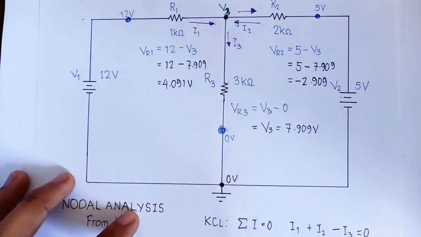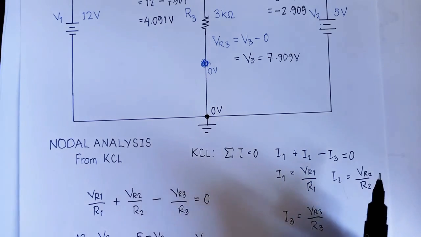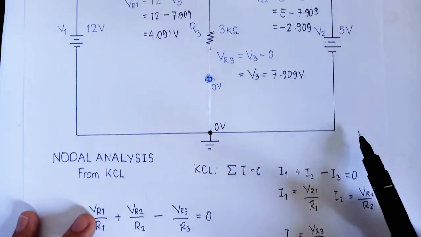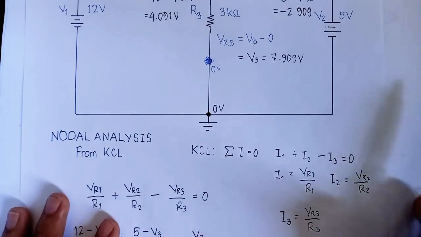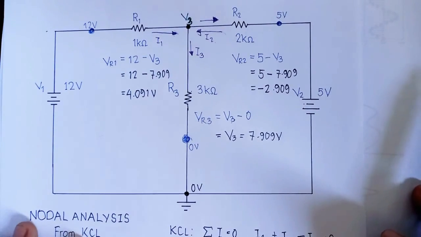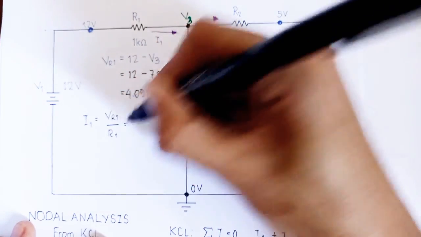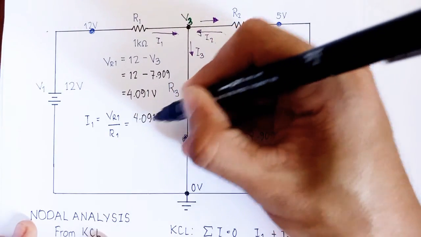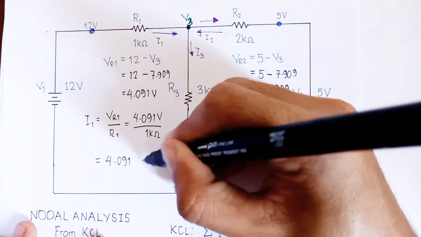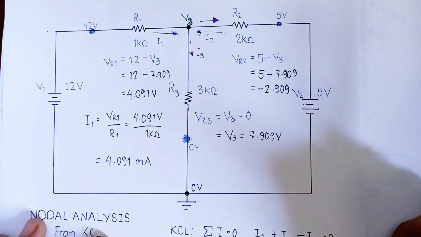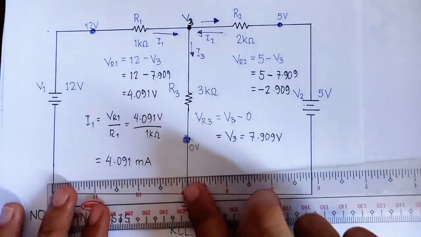Now, para masolve naman natin yung currents, I1, I2, and I3, isa-substitute lang natin yung VR1, yung voltage drop ni R1 divided by R1, voltage drop ni R2 divided by R2, voltage drop ni R3 divided by R3. Now, I1 is equal to voltage drop ni R1 divided by R1, and that is equal to 4.091 volts divided by 1 kilo ohms. And I1 is equal to 4.091 milliamperes. Sobrang dali lang. That is the value of our I1.